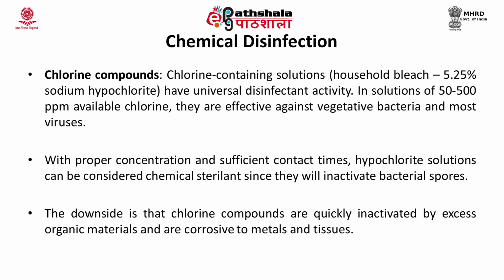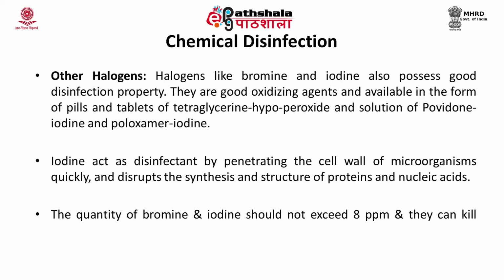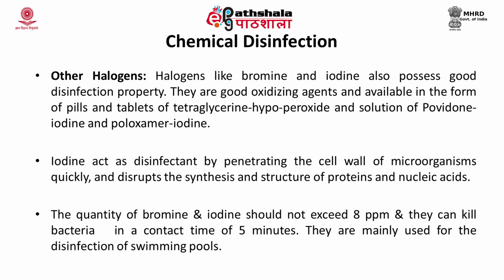They also produce an obnoxious odor, and their presence is an environmental concern. Other halogens like bromine and iodine also have good disinfection properties. They are also good oxidizing agents and are available in the form of pills and tablets. A commonly used disinfectant is povidone iodine, and as these halogens are costlier than chlorine, their application is limited.